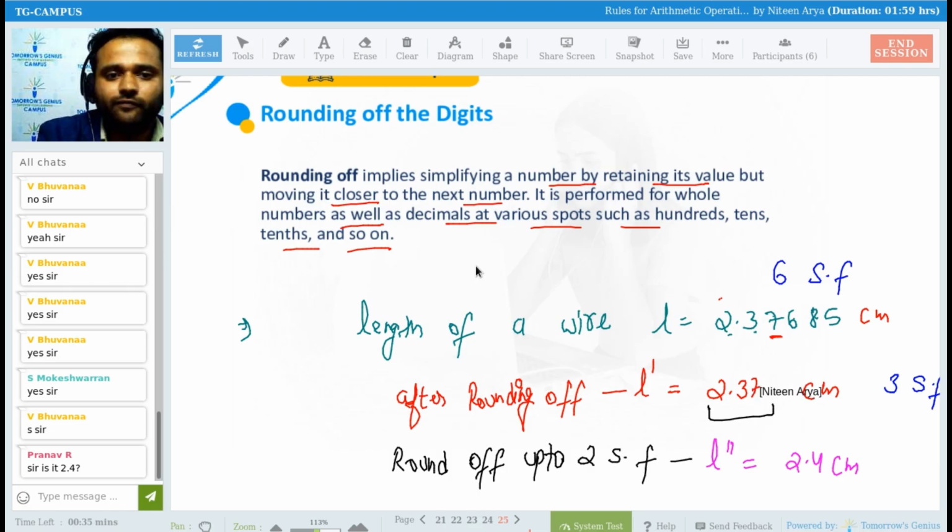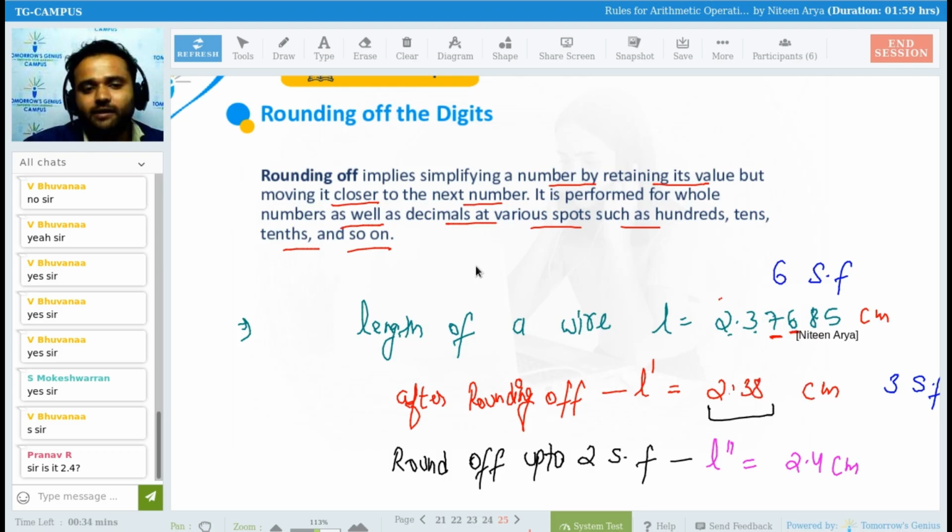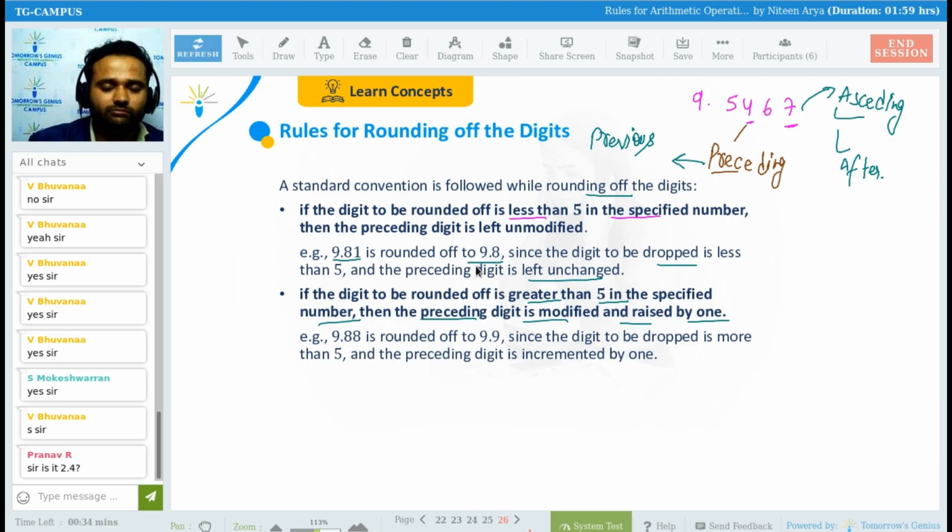2.37. But if it is 4, then it is going to remain the same. 2.6, na. Again, I am doing something wrong. Where is your focus, beta? 2.38, because see, the third digit is more than 5, right? So the preceding digit is going to be 1 more.